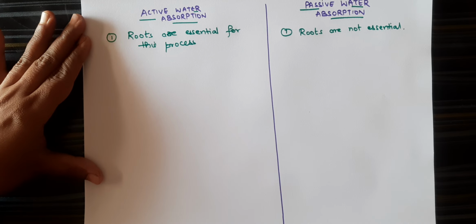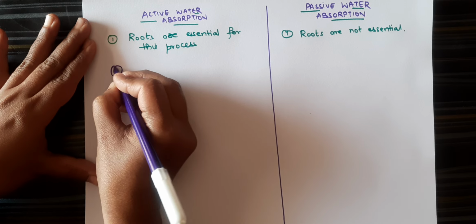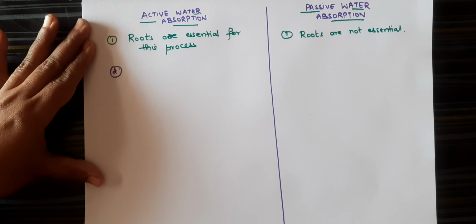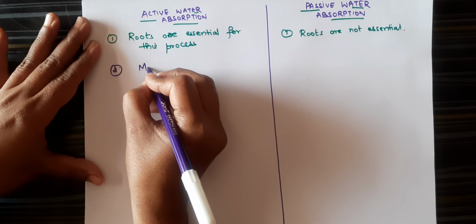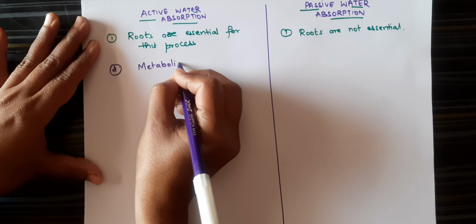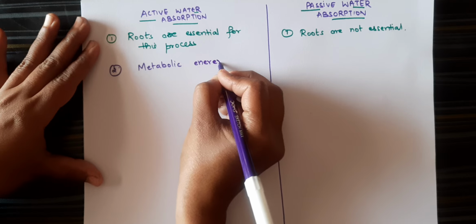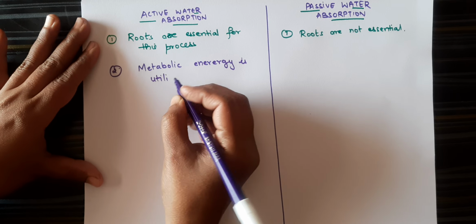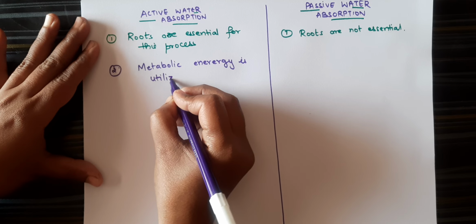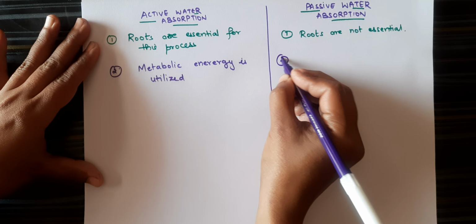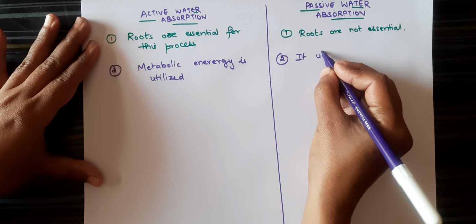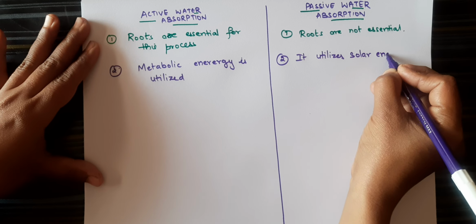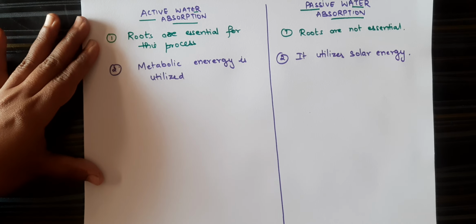The second difference is energy. The words active and passive will tell the difference. For the active water absorption, metabolic energy is required. So in active water absorption, the metabolic energy is utilized. And the passive one utilizes solar energy. Okay. So this is the second difference.